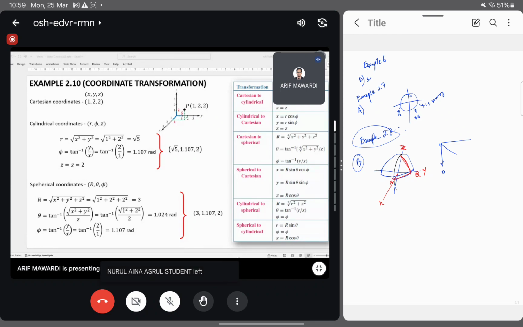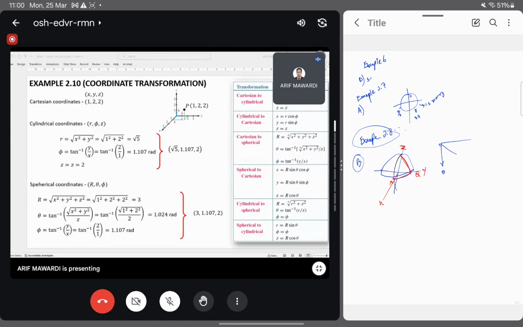The first equation allows me to determine the first coordinate variable, which is capital R. Capital R is equal to the square root of x squared plus y squared plus z squared. I just substitute all these three values here, so I get 1, 2, and 2. So I get 3. This is the value for the first coordinate variable in the spherical coordinate system.